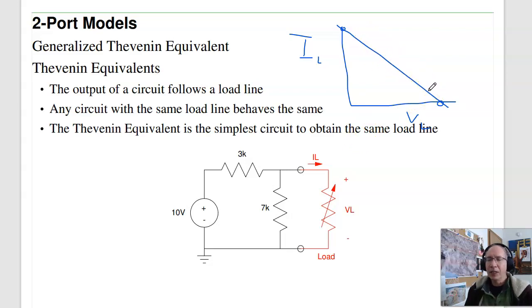The idea behind a Thevenin is that in terms of the output characteristics, I don't really care how you generate that load line. Any circuit that has the same load line behaves the same as seen by the output. So I replace the circuit with the simplest circuit that I can that has the same load line. And that's either the Thevenin equivalent, a voltage and a resistance, or the Norton equivalent, which is a current source and a resistance. We'll be using the Thevenin in this class. That'll give you the two-port model.